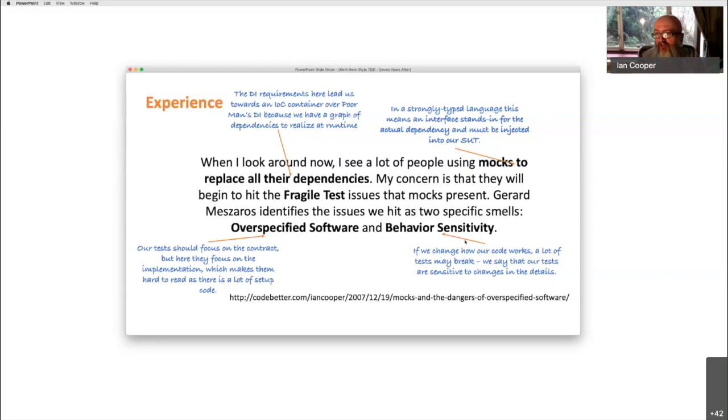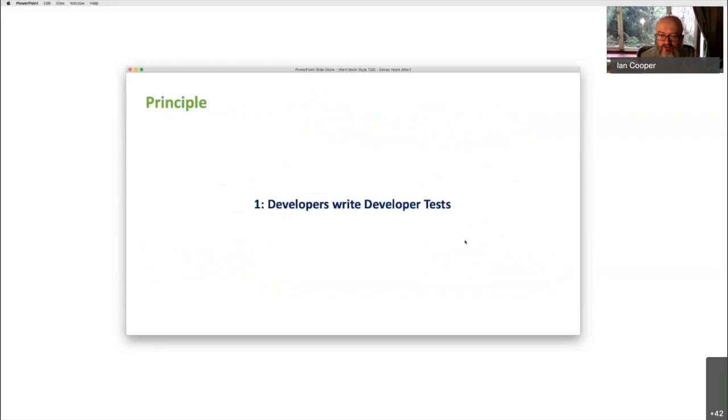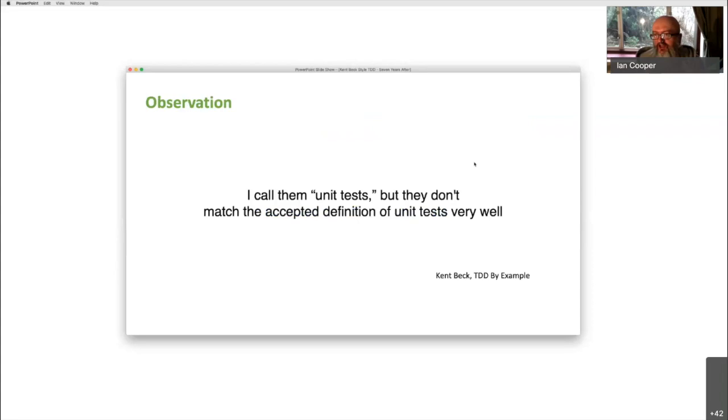All right. So what's the equivalent principle to this? Well, the principle that we're looking for much more is that developers write what we call developer tests. Why is that different? Well, it's important to understand that Kent never effectively talked about unit tests. In fact, if you read his book, TDD by Example, he only uses the word unit test once, and he uses that to say that he doesn't actually use unit tests. That's the only reference in the book.